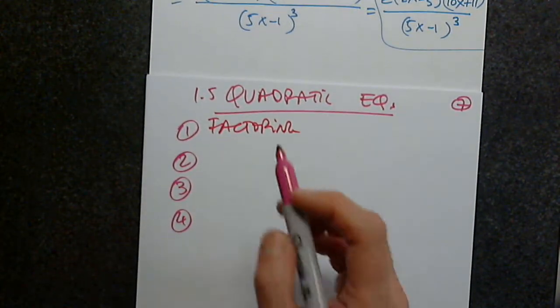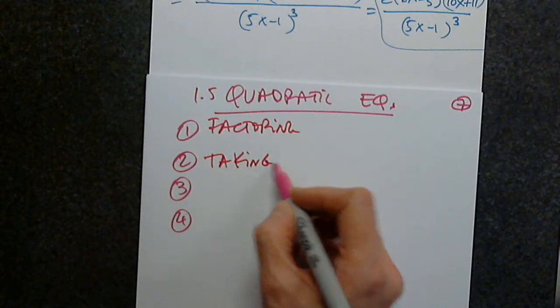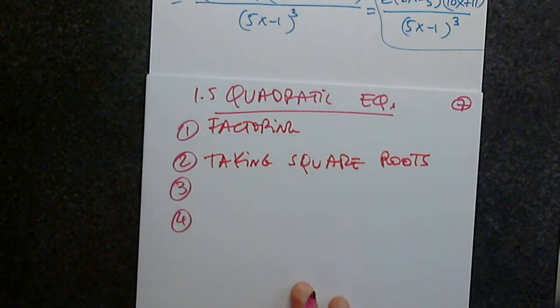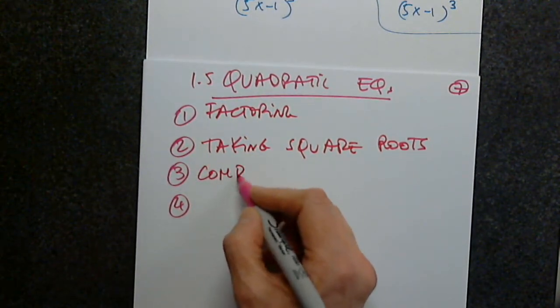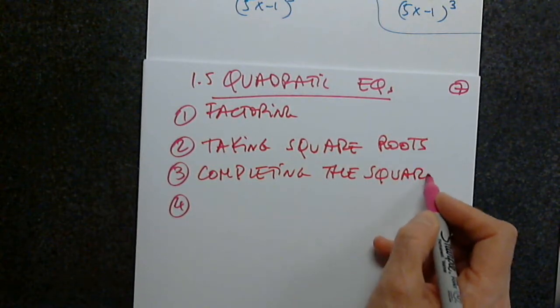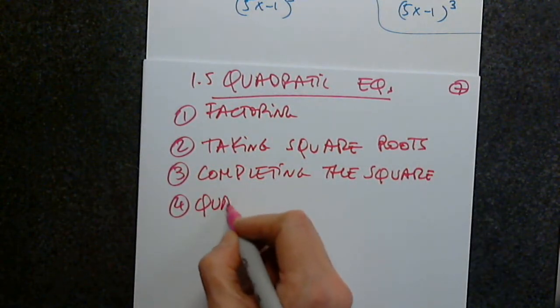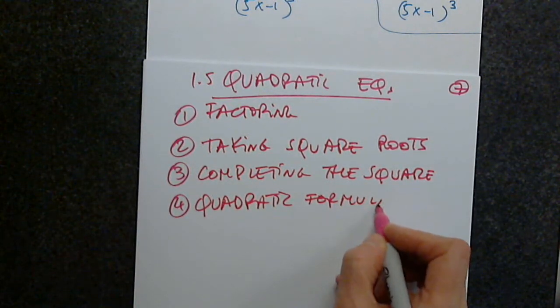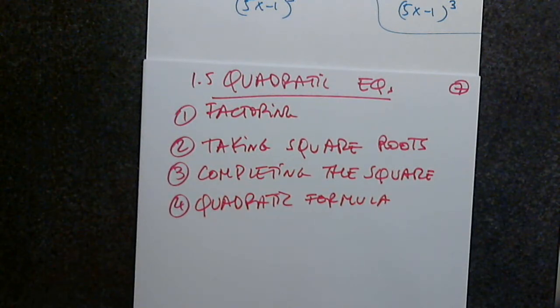The next step is taking square roots. The next one is completing the square. And the last one is the quadratic formula. Okay, so now the obvious question is this. 4 methods, really? For one little thing, for one quadratic equation, 4 methods? Yes.